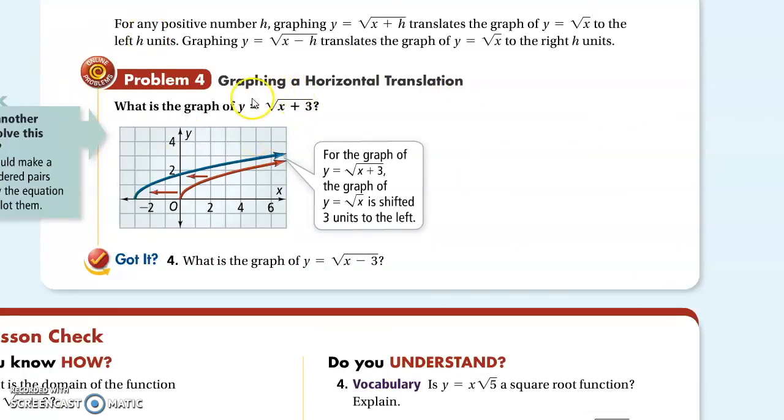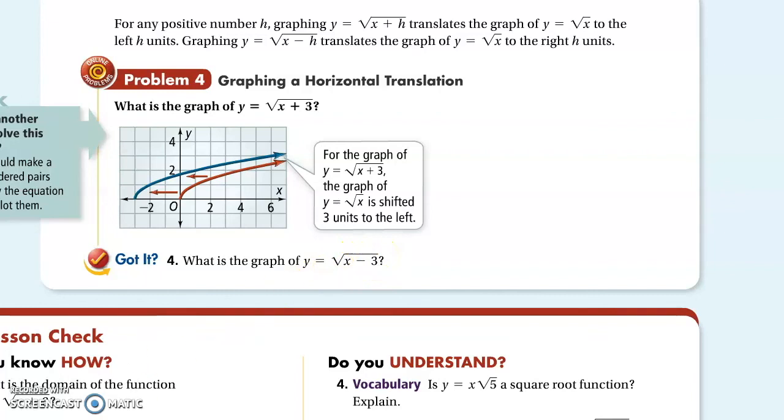What would happen if we had an addition or subtraction sign on the inside of our grouping symbol? Well, just like previous lessons, just like previous functions, when you have an addition on the inside of our grouping symbol, it actually moves to the left. And when you have a subtraction on the inside, it's going to move to the right.